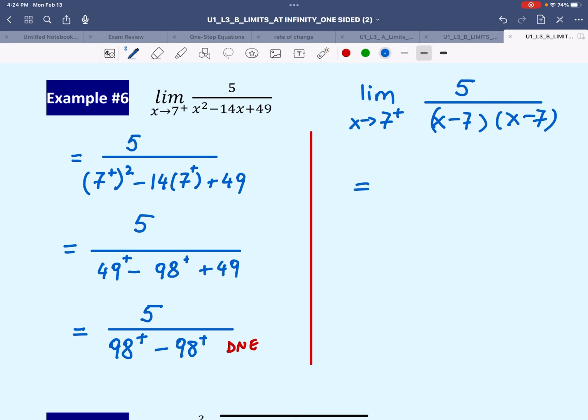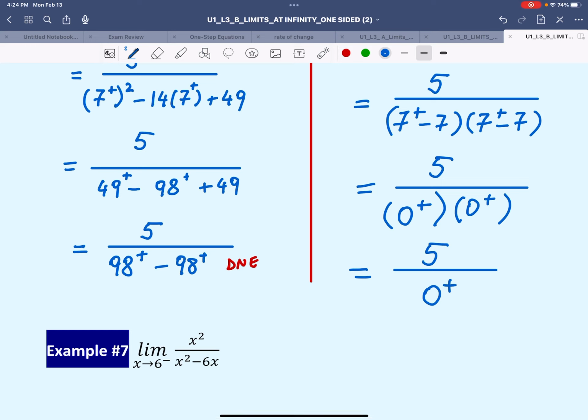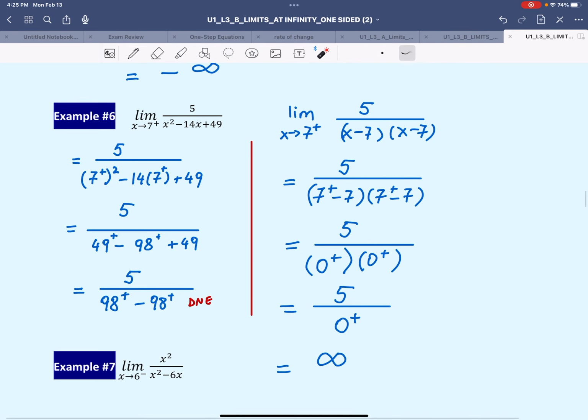So here we go again. We're going to say we have a 5 in here. In the denominator, we have 7 plus minus 7, and then 7 plus minus 7 again. So that would be equal to 5 over 0 plus, and then 0 plus. Two 0 pluses can multiply each other just fine, and we get a 0 plus down here. And 5 divided by 0 plus would be infinity. So the limit as x approaches 7 plus of this particular function would be infinity.